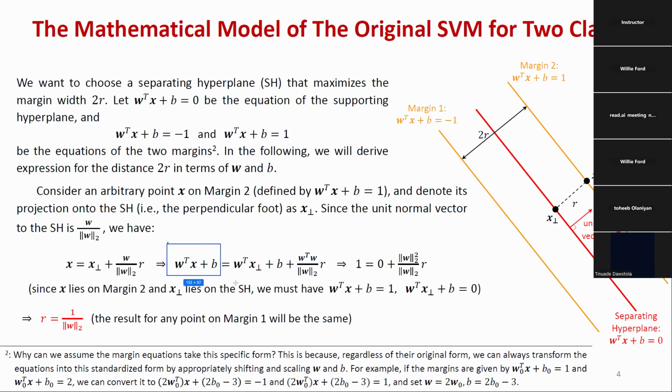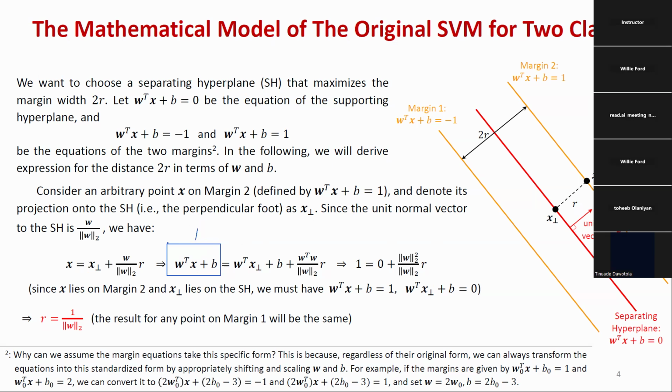What is this side? What is this value? We already know that X is what? X is on margin 2. And hence, by the equation of margin 2, I must know my W^T X plus B must be equal to what? Must be equal to 1, right? This one must be equal to 1. Sorry, it's just really ugly. But just to let you know, this is number 1.